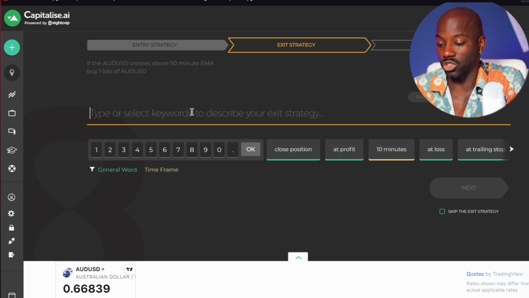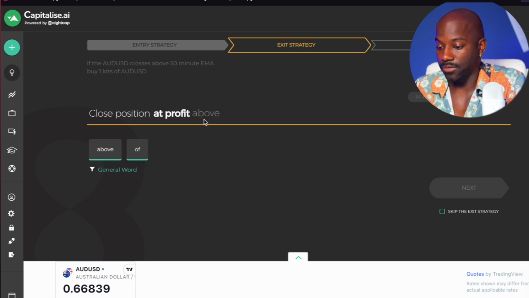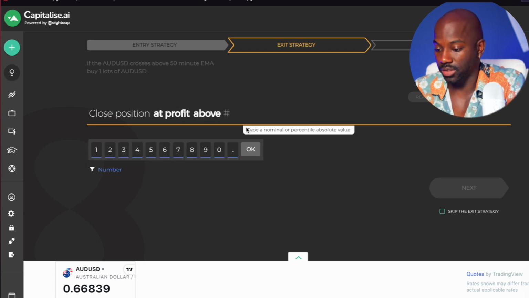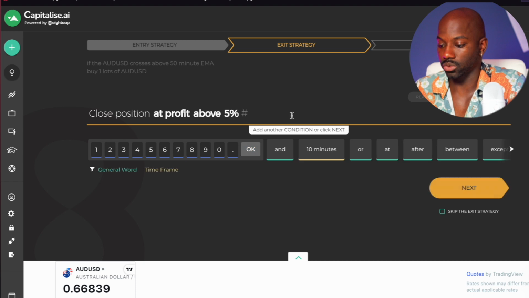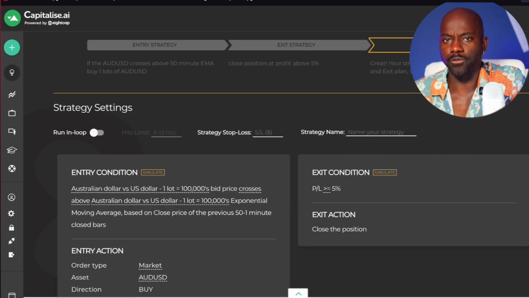So let's build an exit strategy real quick here. So we could write close the position at profit above, well, it's kind of guiding us through. Let's keep it easy on us then. Let's say a 5% gain in that actual trade. All right, so that's that. So we can create a name for the strategy. Let's use a Forex guru terminology. Let's call it the Golden Rule, right? That's kind of how they always do it.